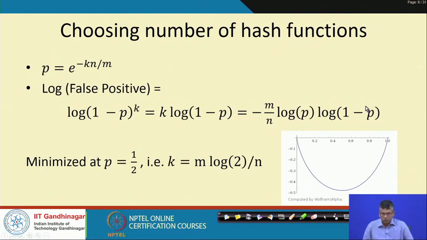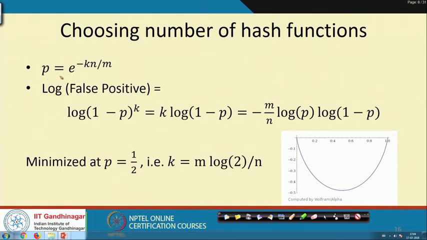Okay. So, now it is actually fairly simple. Let us have a shorthand notation. Let us write p equal to e to the minus k n by m, and minimizing a probability is the same as minimizing the log of that. So, let us take the log of the false positives, and the log of the false positive is nothing but this log of (1 minus p) to the power k, because p was this expression and k comes. So, it becomes k log (1 minus p). Okay.